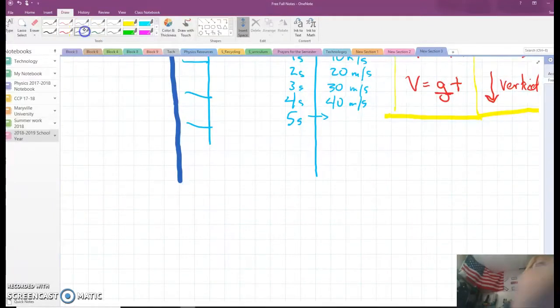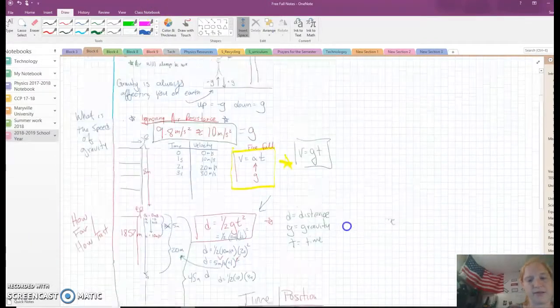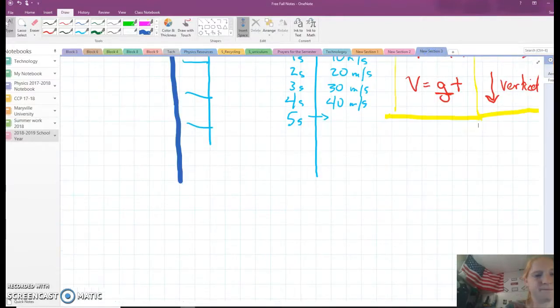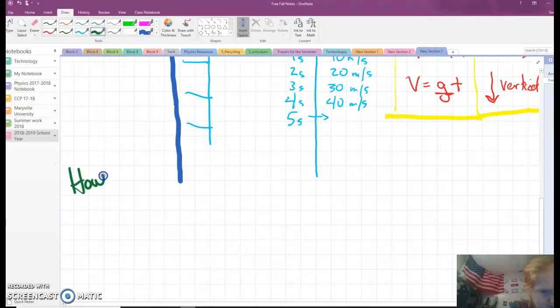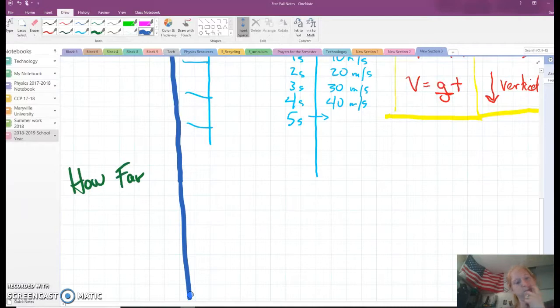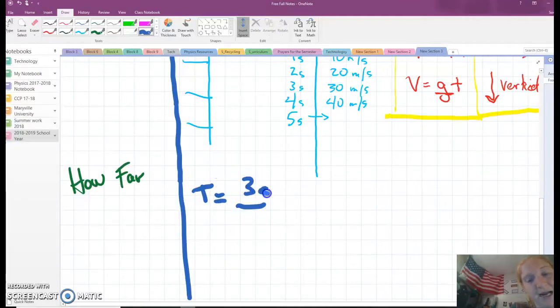Okay, the next thing I want to know is how far. How far am I going? So if I throw somebody off a bridge, off a cliff, and they're falling, and I start the timer when they come off the bridge and stop the timer when they go splat, I have a time of like 3 seconds. How do I solve for the distance?